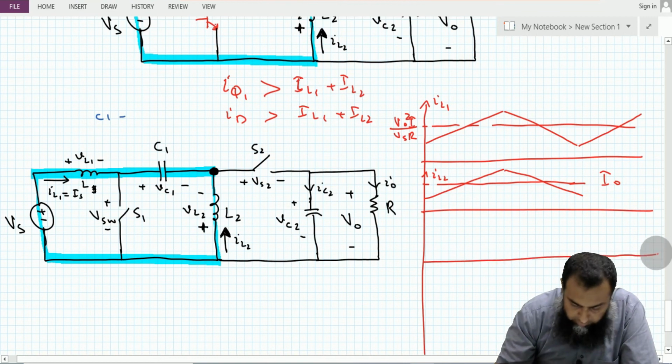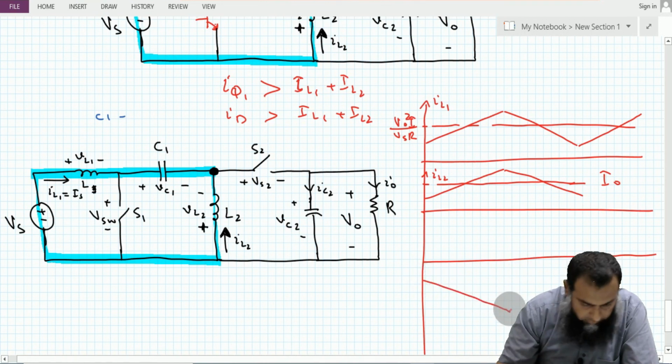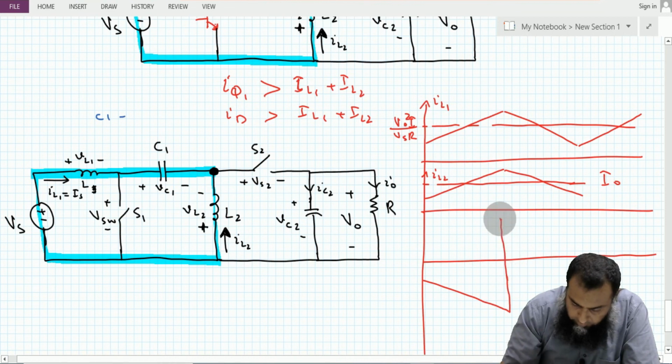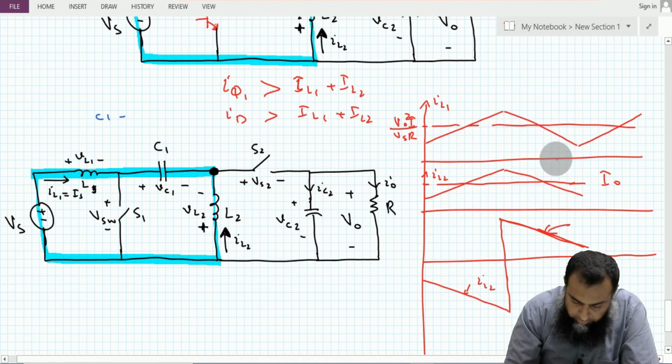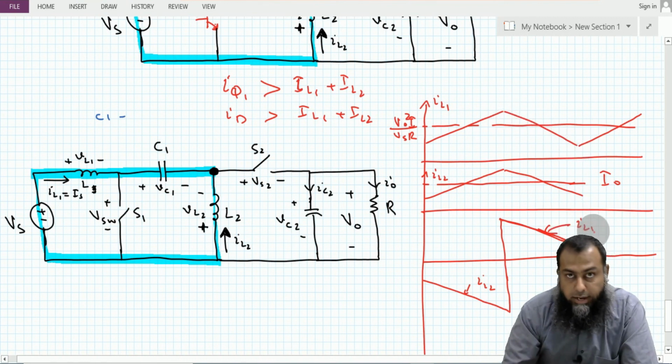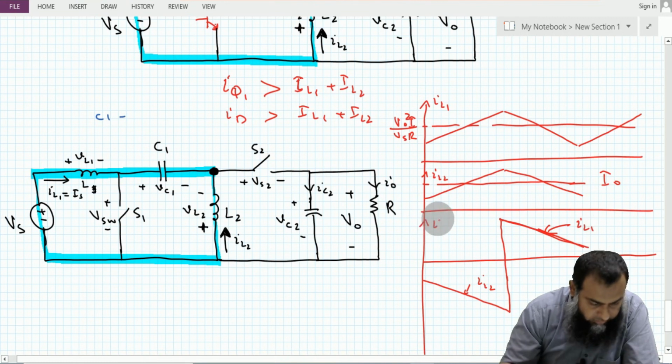Next we have the current through the capacitor C1. So C1 has this type of current shape. It has the IL2 in the opposite direction when we turn on the switch S1. So this is nothing but this IL2, and after the switch S2 is turned on, this goes down. It takes the downslope of the inductor current IL1. So this is the IC1.